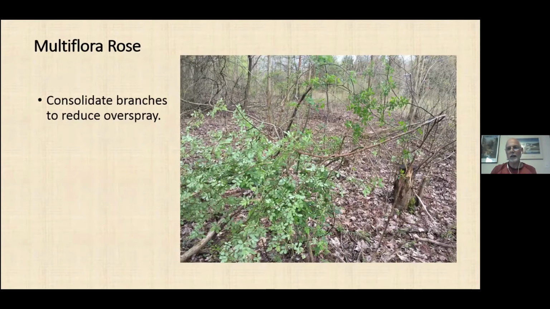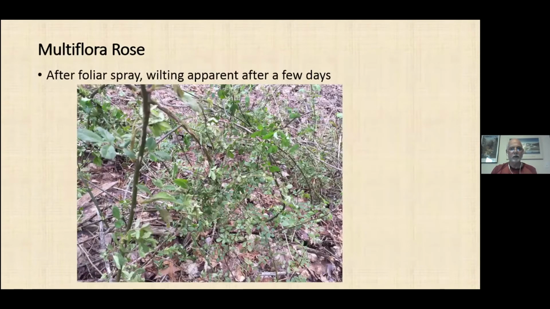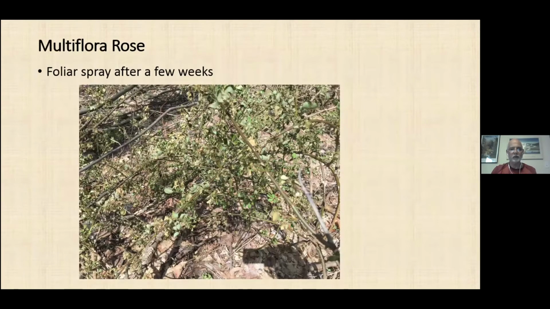And when I spray, I like to kind of consolidate the branches, bend them in on themselves to reduce the amount of overspray, to reduce the area that I'm spraying, to not spray other plants that are nearby, because these sprays will kill everything except the grasses that are nearby. So just after a few days, the leaves will start to wilt, and you know that it's doing its job. And within 2 or 3 weeks, they're starting to really dry up. And usually at that time, you know that it's taken effect.